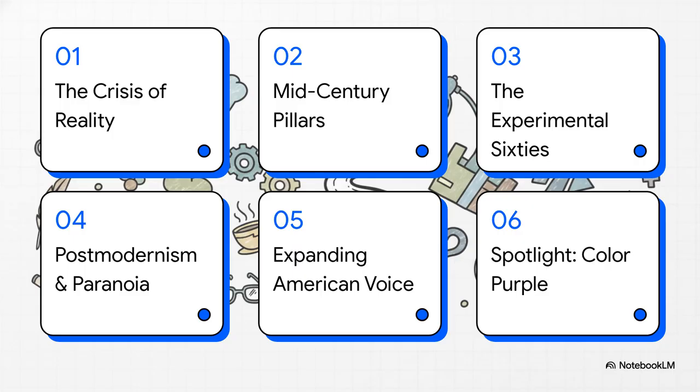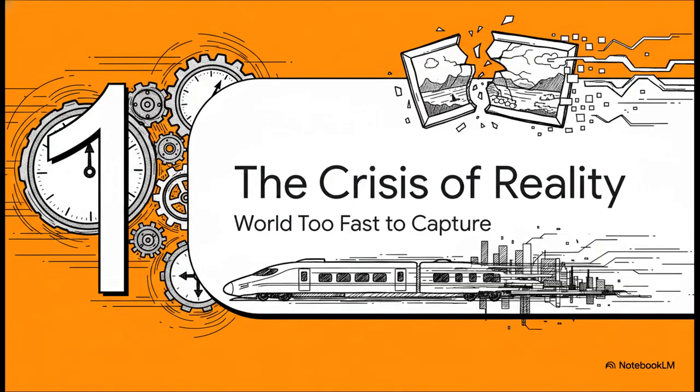First, the crisis of reality. Second, mid-century literary pillars. Third, the experimental 60s. Fourth, postmodernism and paranoia. Fifth, expanding the American voice. And finally, a spotlight on The Color Purple. Let's get into it. Section 1.